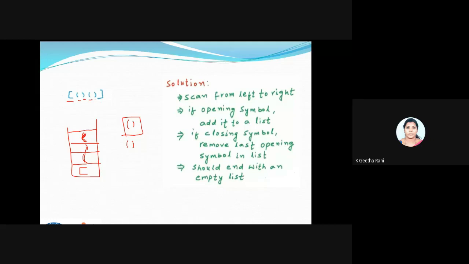And the last one is my square bracket. I'm having this. Since it's going to be a closing symbol, I have to remove the last opening symbol from the list, so this will be removed from your list. Now my stack will become an empty one. This shows you that this expression is a balanced parenthesis expression.